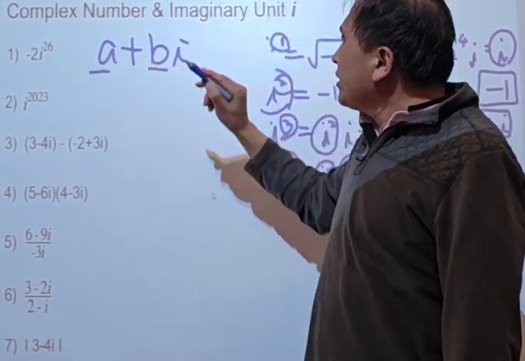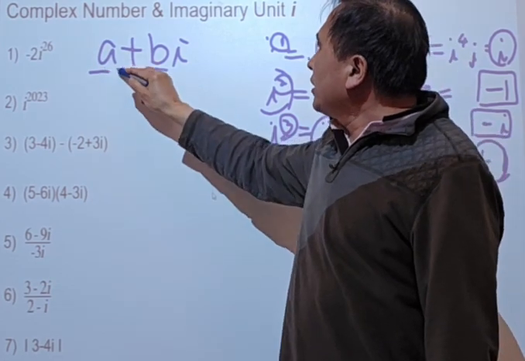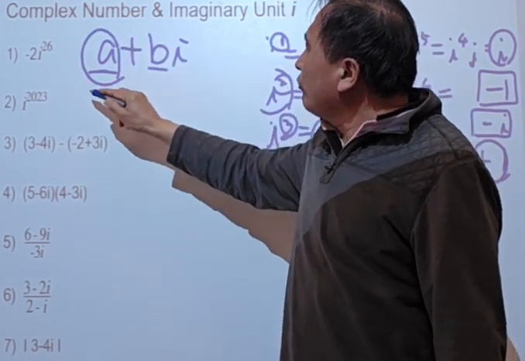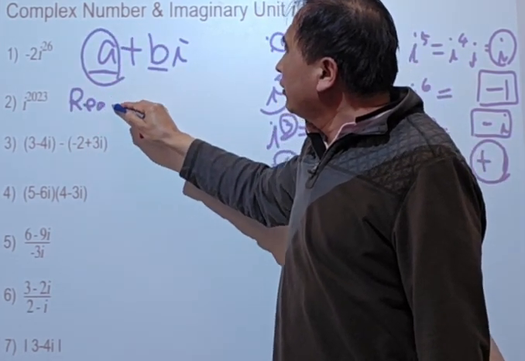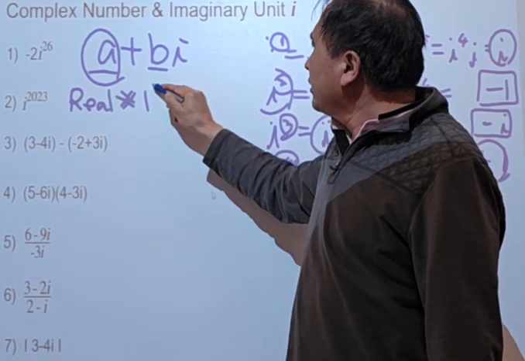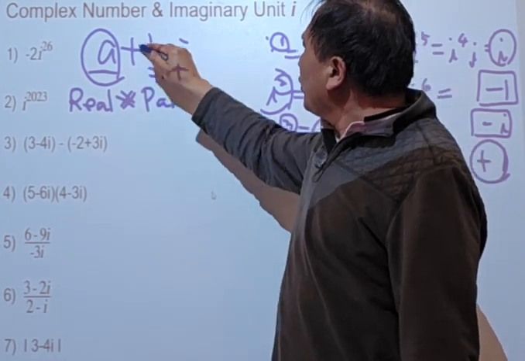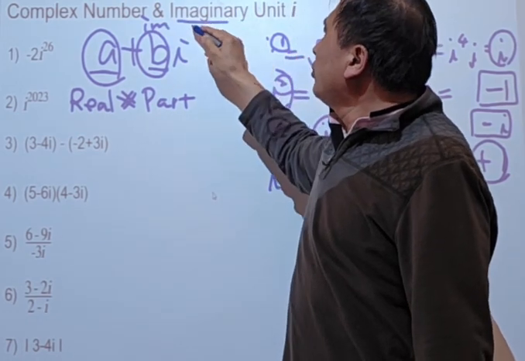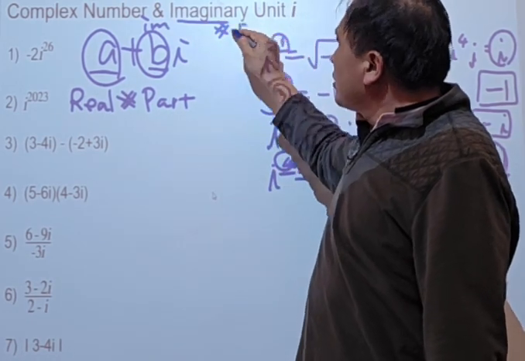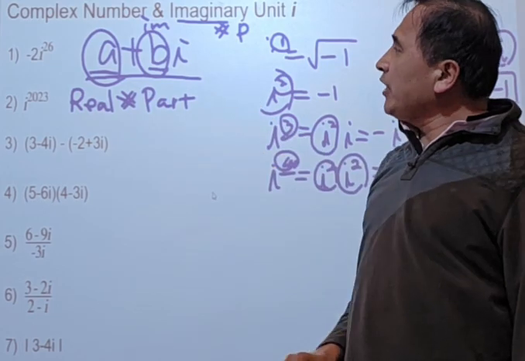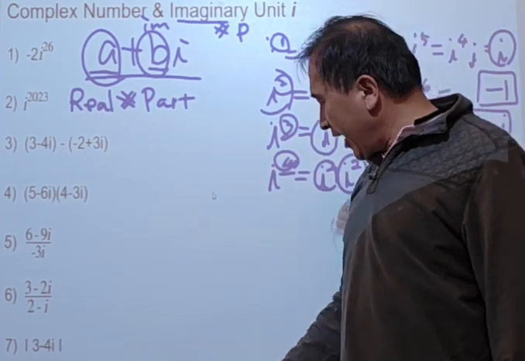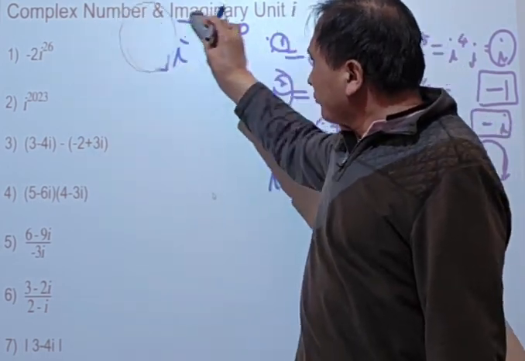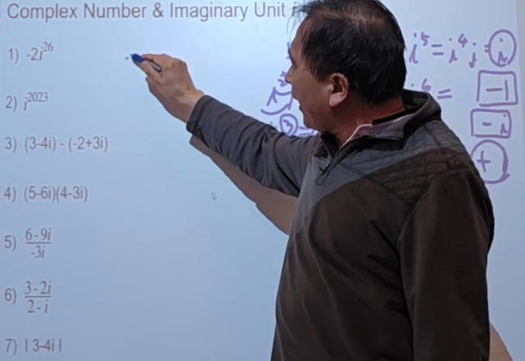Any number you can express in a plus bi form. A and b are real numbers, and this a we call the real number part. And this b we call the imaginary number part. So anything, you can express any number in a plus bi form, and then take i like a variable.